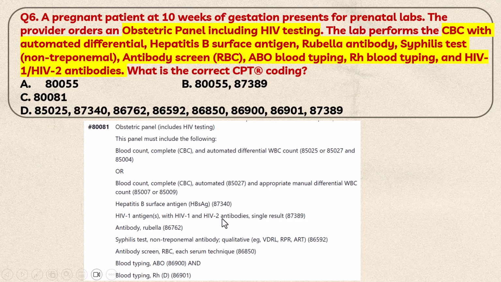So you have to check whether there is anything missing. Let's check blood count complete, CBC and automated differential, or blood count complete. So one of these should be there, so that is there. HIV antibodies, so all the listed items are here. So you can use the single code, that is 80,081. If any one of the items is missing, then you have to code individually like this. In this case, the correct answer will be answer C.